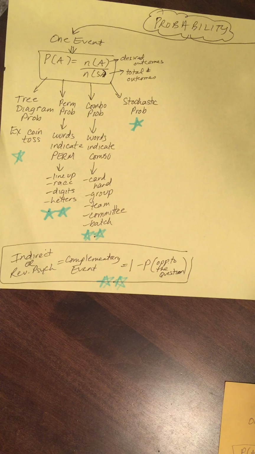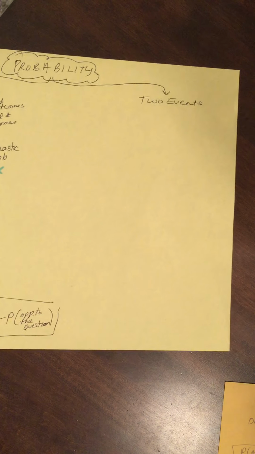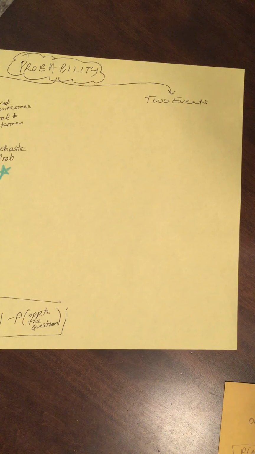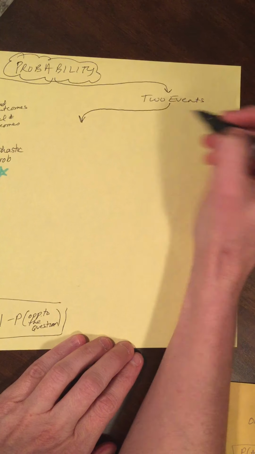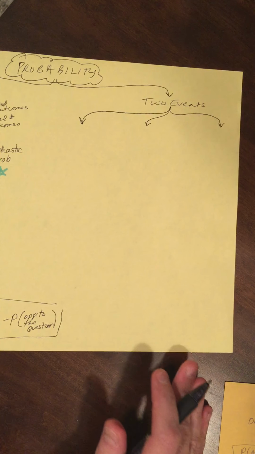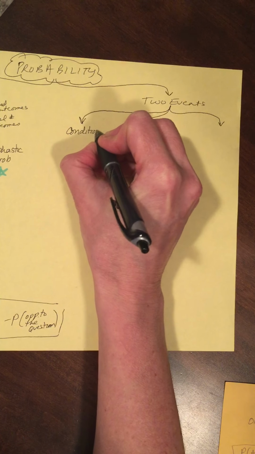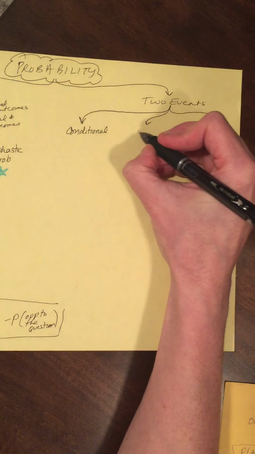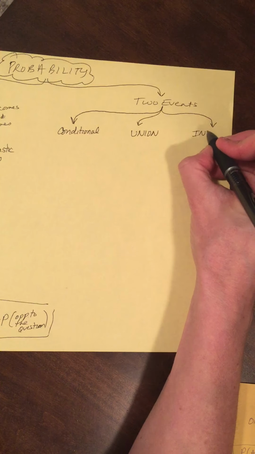Okay, let's scoot over to the right-hand side of the page. Let's scoot over to the right-hand side of the page and look at the idea of 2 events. Now, what comes out of 2 events are 3 main branches. And the 3 main branches are conditional, union, intersection.